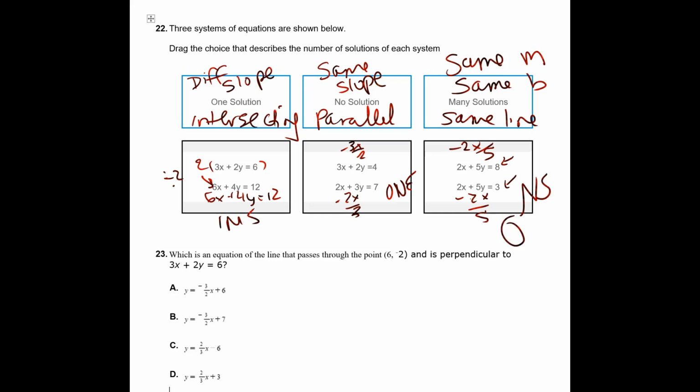Y'all remember the symbol? Yeah, buddy. I think that's the symbol. That looks more like theta.